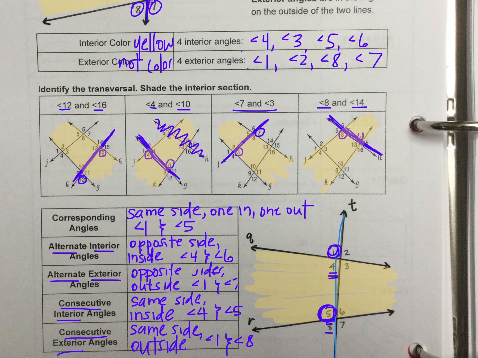Another set of corresponding angles I could look at would be if I'm looking at angle 3, so it has to be on the same side. 3 is inside, so it'd have to be 7 because it's outside. So there's lots of different corresponding matches you can make. Flip over to the next page for me.